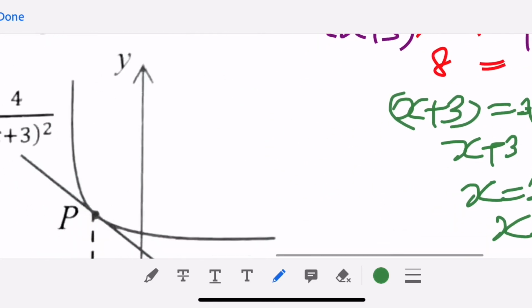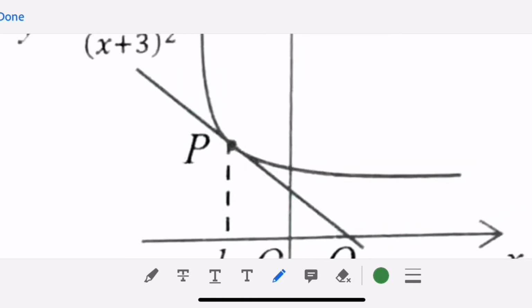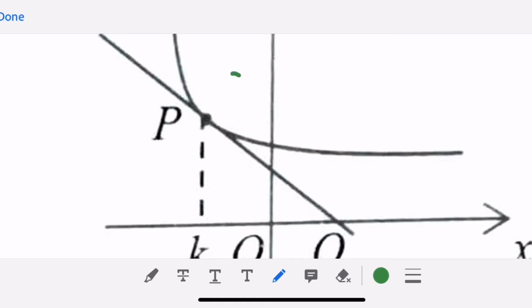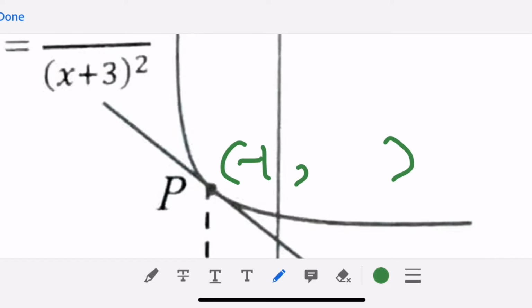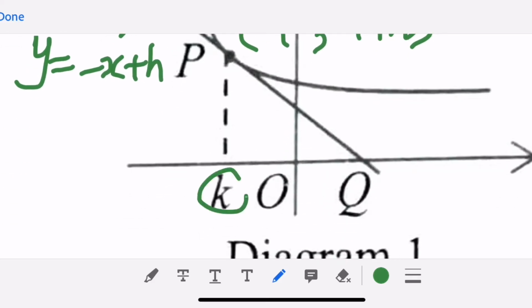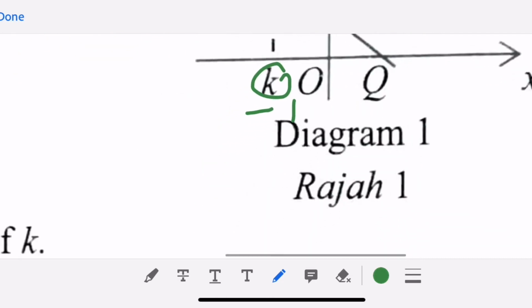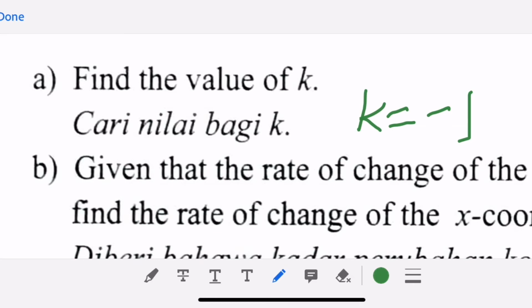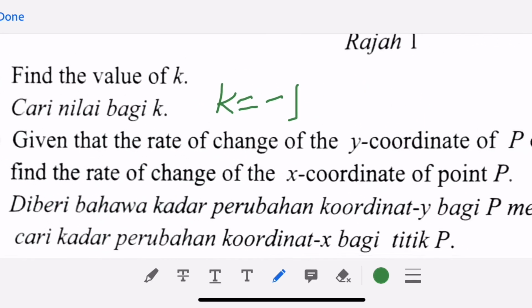So after you got the x, you can find your y. You can substitute into the curve to find the y. So I'm getting x, which is negative 1, and the y can be found using the curve. Okay, so now the question didn't ask for the point, they asked for the value of k. So k is negative 1, which is the x coordinate, right?